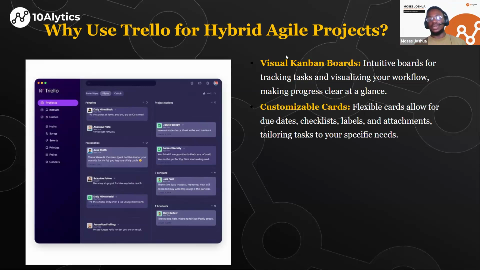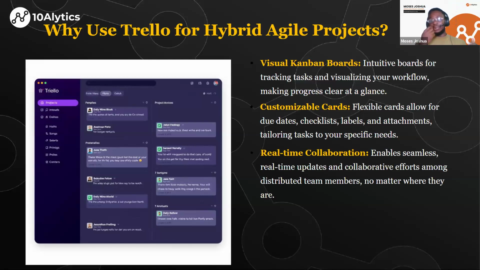Next is customizable card. In this Kanban board, we have what we call cards, right? And these cards are used to assign tasks. Flexible cards allow due dates, checklists, labels, and attachments, tailoring tasks to your specific needs. What is this simply saying? It simply means you can easily tailor, arrange your card the way you want it, right? You can add your due dates when you want to be done with that project. You can add checklists. What are the things you want to work on in that project, and so on, right?